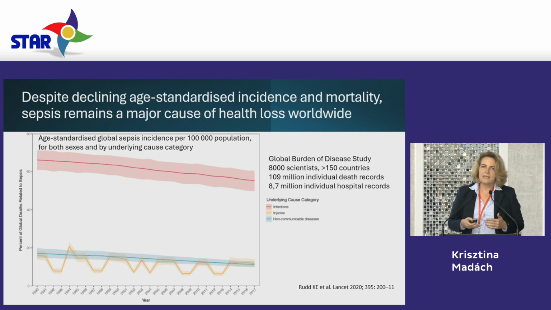Where can we have meaningful data from? For example, the Global Burden of Disease study involved 150 countries. And according to their data, there seems to be a declining age-standardized incidence and mortality in sepsis. Nevertheless, sepsis remains a major cause of health loss worldwide.